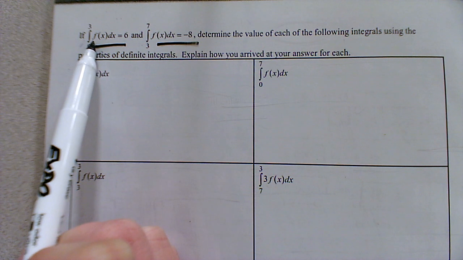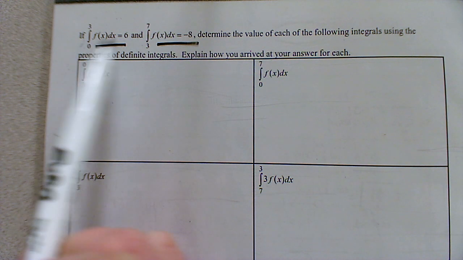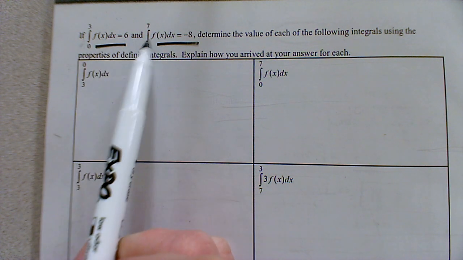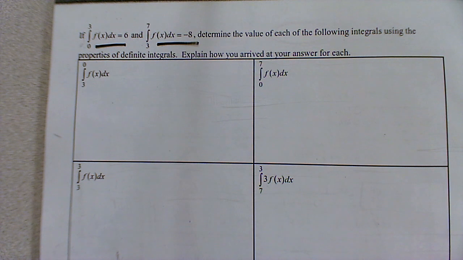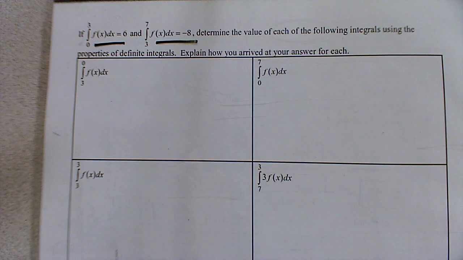So the area under the f of x graph from 0 to 3 is 6, and the area from 3 to 7 is negative 8. So using those pieces and the properties, let's see how far we can go.